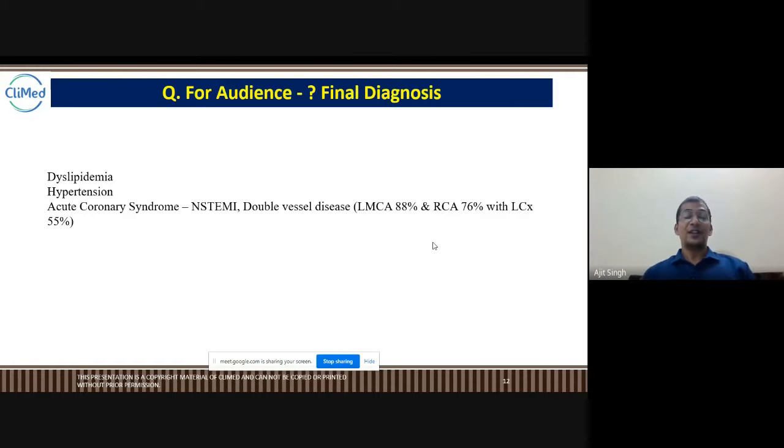And moreover, this patient's two major arteries are blocked. So the first intention should be treating those parts, LMCA and RCA. Then we'll go for LCX. So this is the final diagnosis, three final diagnoses. What is the next? We can see what could be the next final diagnosis, guys.